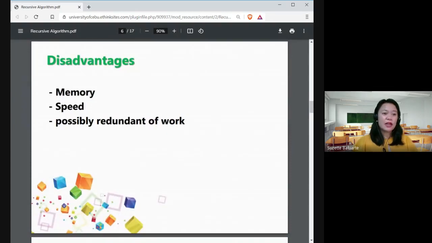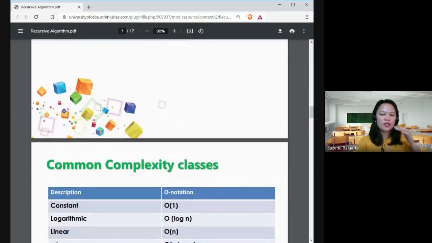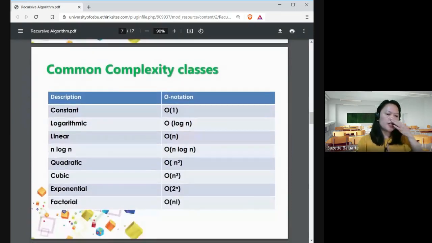Then the disadvantages of recursion: since you have to call the method by itself, there is a memory storage problem. Once you keep calling repeatedly, the speed becomes slow. And then possibly there is redundant work. Those are the disadvantages of recursion.